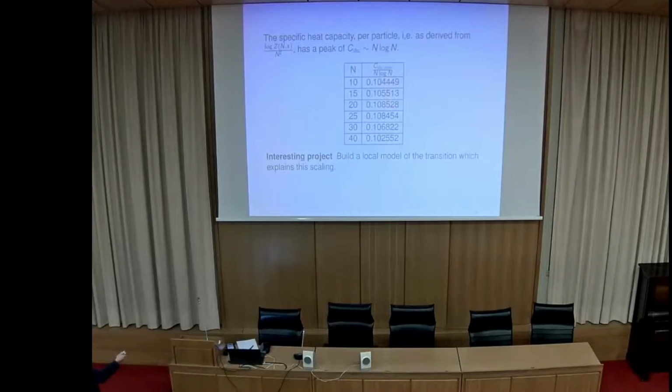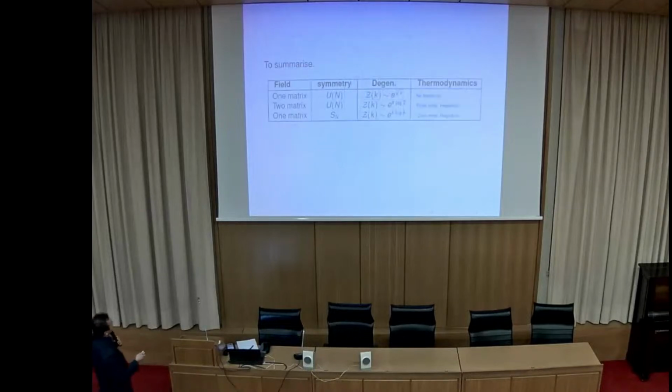We can also look at the specific heat capacity as a function. And what is the peak of the specific heat capacity? At that point, it seems to behave like n log n. This is numerical, so it would be nice to understand these features a bit more, to build a model for what's happening at that transition.